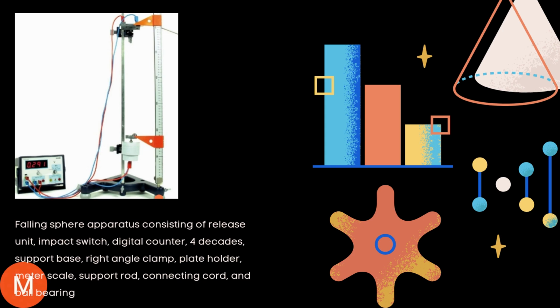These are the apparatus needed. Falling sphere apparatus consisting of release unit, impact switch, digital counter, 4 decades, support base, right angle clamp, plate holder, meter scale, support rod, connecting cord, and ball bearing.